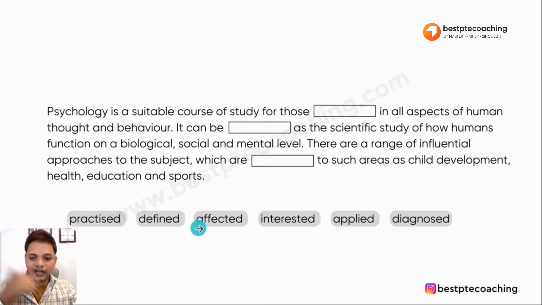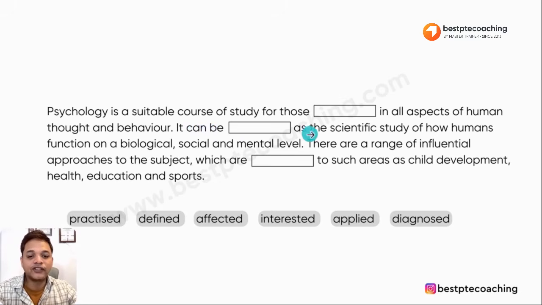Interested in. Affected in is negative. Defined is not right. Practiced in all, not making sense. Applied in all, not making sense. Diagnosed in all is not making sense. So therefore, interested in is the correct answer. It can be, it can be. So please understand, whenever you have a B form, generally it attracts V3. And many V3s are ED forms, right? Look for ED forms. Everything is ED form here: practiced, defined, affected, interested, applied, diagnosed. Generally Pearson gives you different types of words, so I'm telling you this ED form thing for general reference, not for this question.